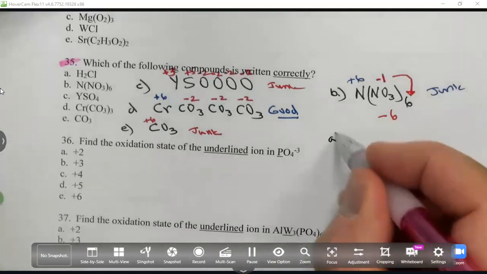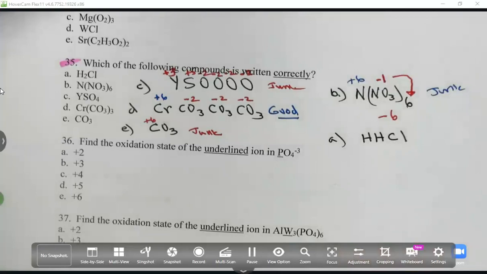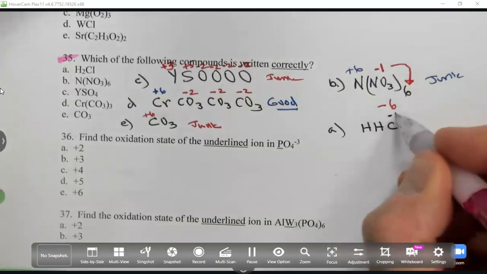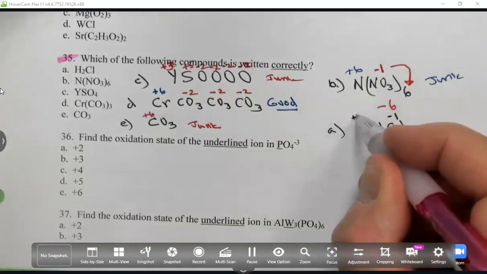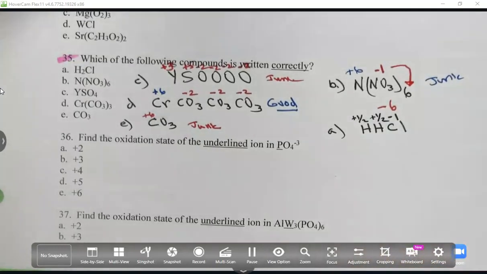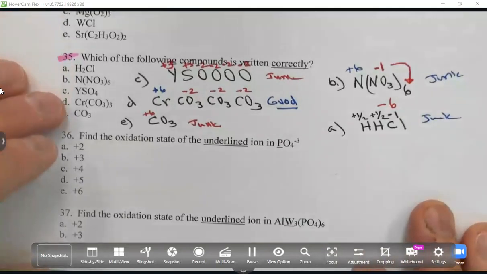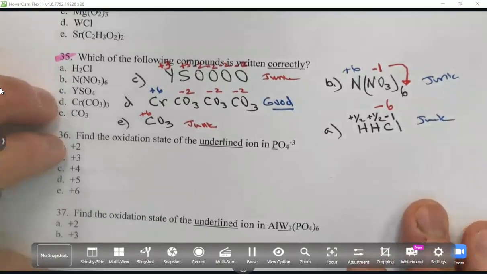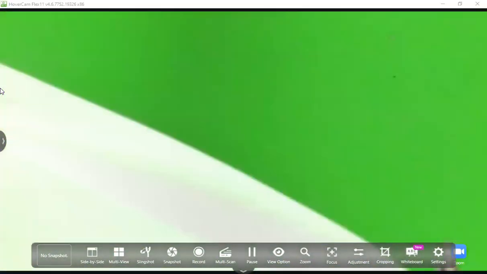In letter A, you have HHCl. And the Cl is -1, always as a negative charge, +1/2 and +1/2, right? Which makes that junk. All right, 35. Let's see, I think we got 39, 40.